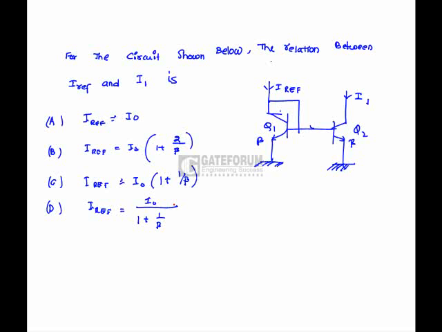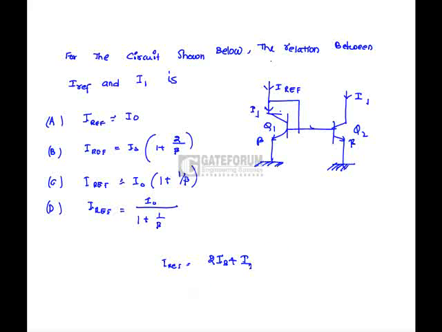In the circuit shown below, the relationship between the reference current as well as I1. The circuit shown in the figure is nothing but a current mirror. So I reference is nothing but 2IB, because both have the same current, and this current is nothing but I1 itself. So I reference is equal to 2IB plus I1.